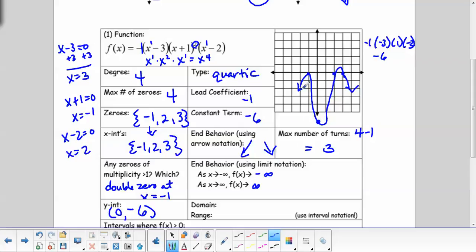So it looks like your domain is -infinity to infinity. Really, it should be that for any polynomial. And your range starts down here at -infinity, because these arrows keep going down, and they go up to some maximum value here, and we don't know what that is without a calculator. So we're going to say -infinity to some maximum value. We have one, we just don't know what it is, and you would include that value.